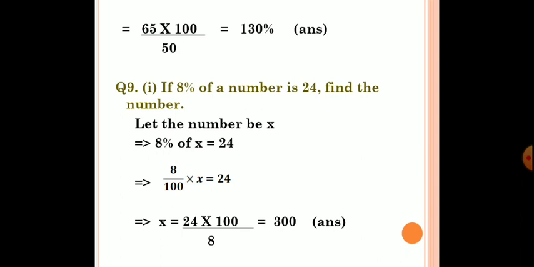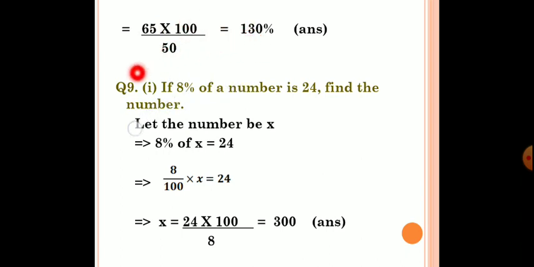So the value of x is equal to, here I have to write x, which I have not written. You can note it down. x is equal to 65 into 100 divided by 50. So 50 and 100 can get cancelled, that is 50 ones are 50, 50 twos are 100. So 65 into 2 is 130%.